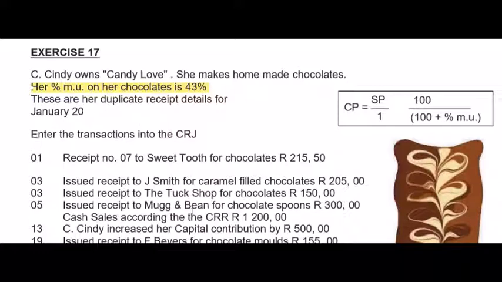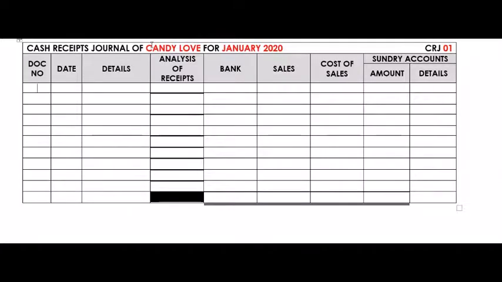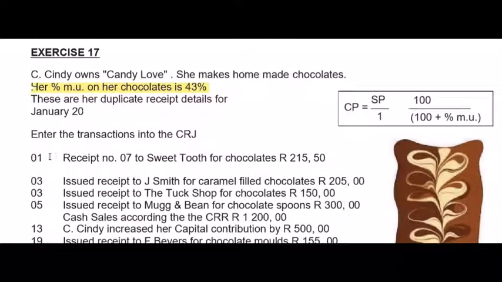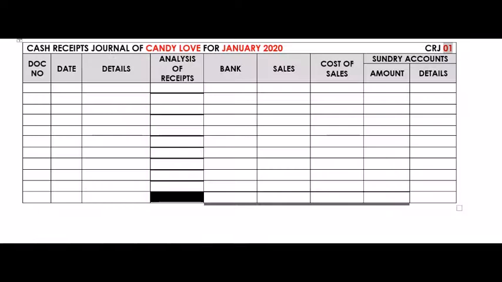January 2020. Okay, so quickly go and give your CRJ a heading. It's the CRJ of Candy Love for January 2020. January is the first month of the year, so it's CRJ number 1. The first transaction was on the 1st. It said receipt number 7 to Sweet Tooth for chocolates, 215 Rand and 50 cents. So it will be receipt number 7 on the 1st to Sweet Tooth.